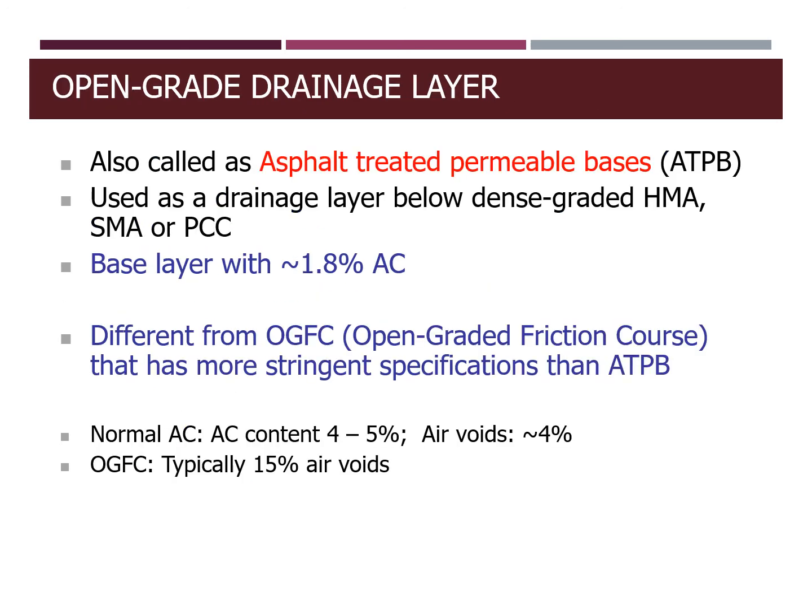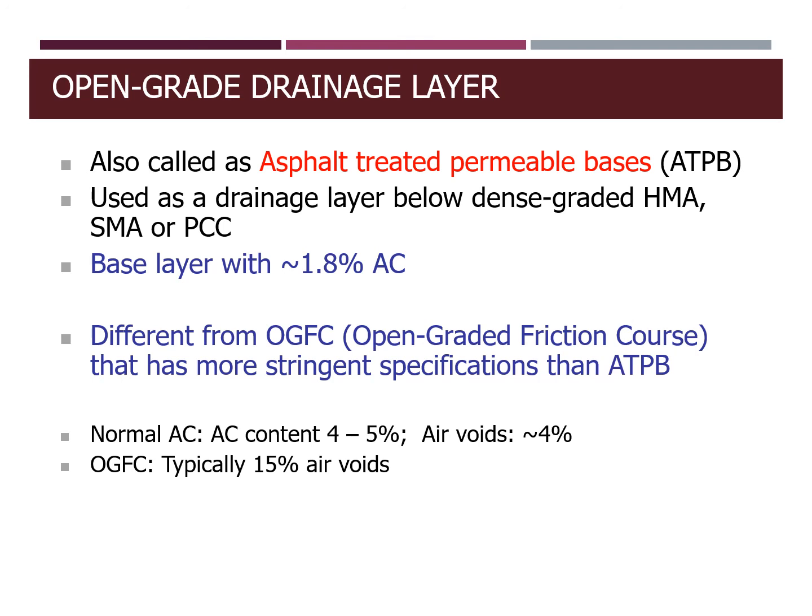Another type of the pavement base is the open-graded drainage layer, which is also called the asphalt treated permeable base, ATPB. ATPB is usually used as the drainage layer below the dense graded hot mix asphalt, stone mix asphalt, or PCC slabs. This layer is designed to allow water to pass through as quickly as possible. With this layer, we can prevent the collection of water under the pavement. Usually, this layer will use the open graded mix with the AC content of 1.8%.